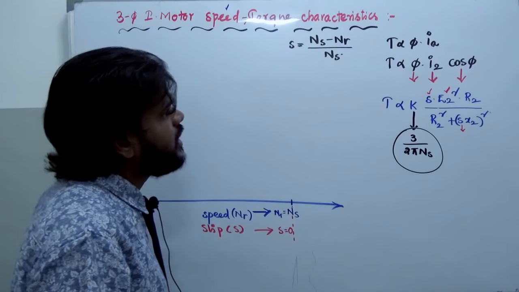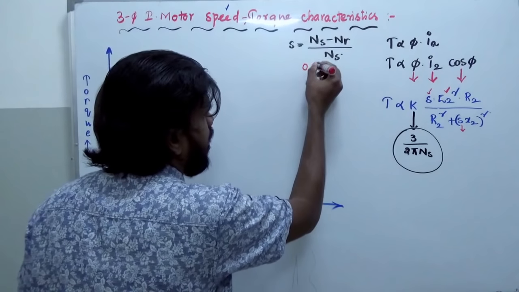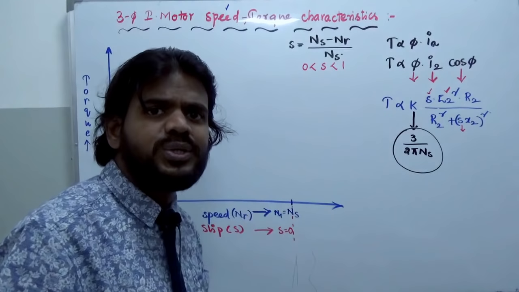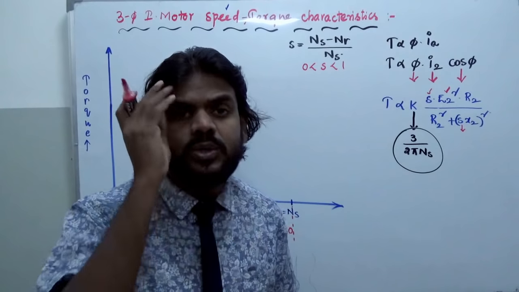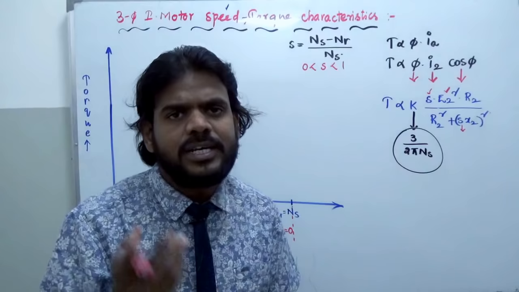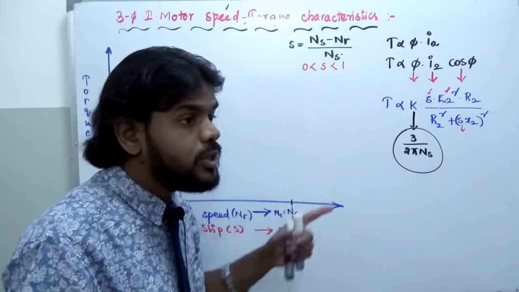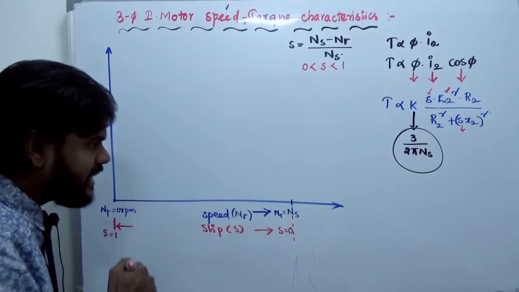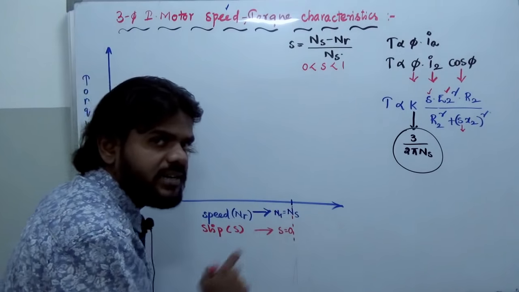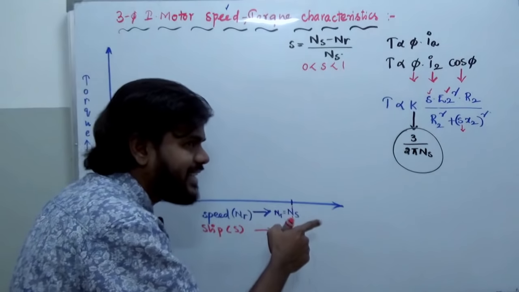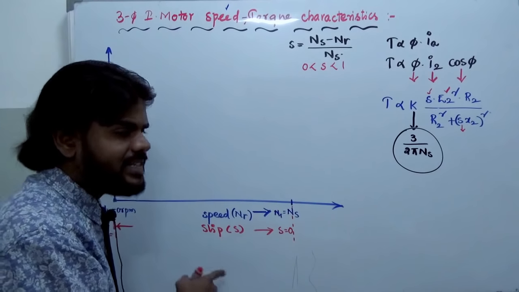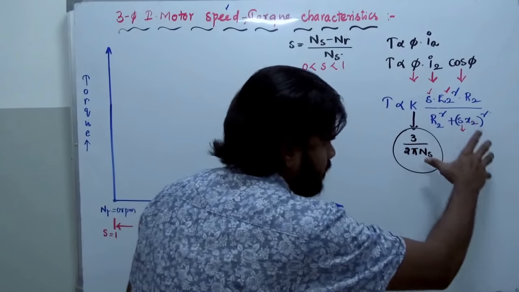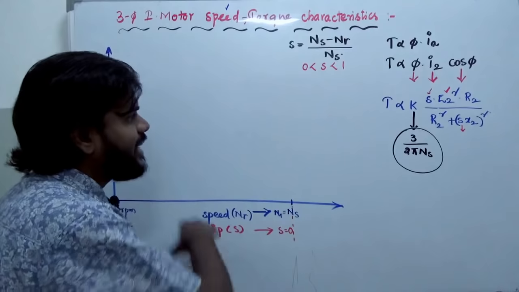If you see my other lectures, you will find the slip range of an induction motor is always 0 to 1. The minimum value that a slip can have is 0, and the maximum value is 1. The slip starts from its maximum of 1 and goes to 0. Are you understanding? Speed is increasing, slip is decreasing. As the speed increases, obviously the slip will decrease. That is what I have taken on my x-axis. Now we'll see. From this equation, I will make some analysis so that I can plot my graph here.